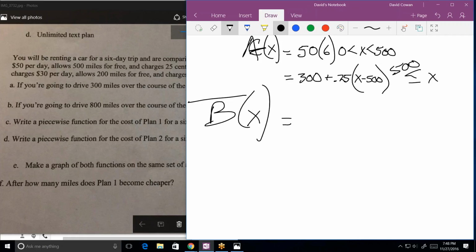$30 times 6 is 180, if x is greater than 0 and less than 200. And you can use less than or equal because it's going to come out exactly the same. In other words, 200 will be no additional cost. So if you travel exactly 200 miles, you'll pay 180 bucks. But it's equal to 180 plus what if x is greater than 200?